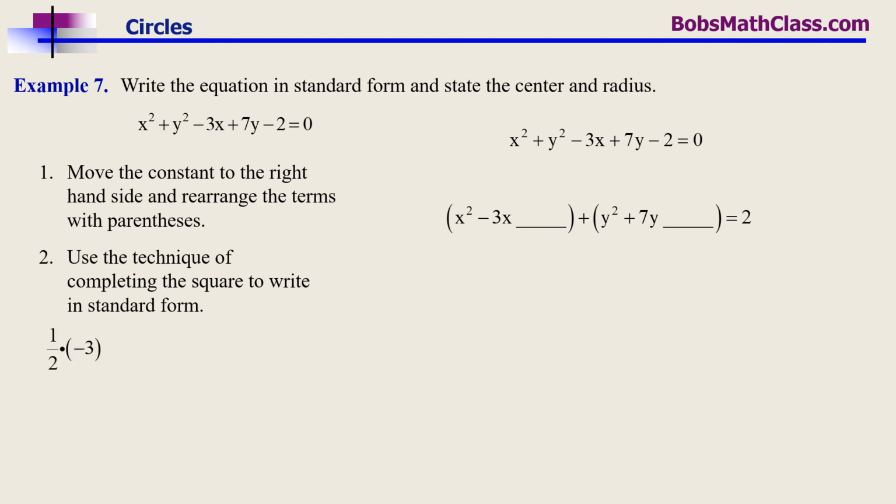1/2 of negative 3. What's 1/2 of negative 3? Right, negative 3 over 2. You can put a 1 underneath the 3 if you want. So 1 times 3 is 3, and 2 times 1 is 2. So negative 3/2. And then we square it. That'll give us 9/4. So 9/4 on the left, 9/4 on the right.